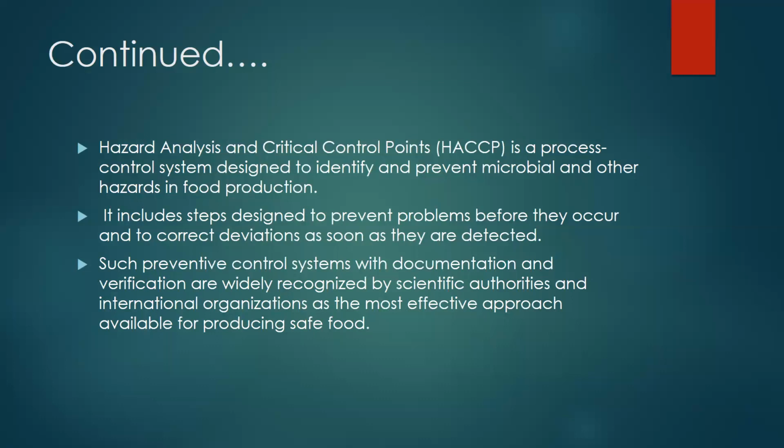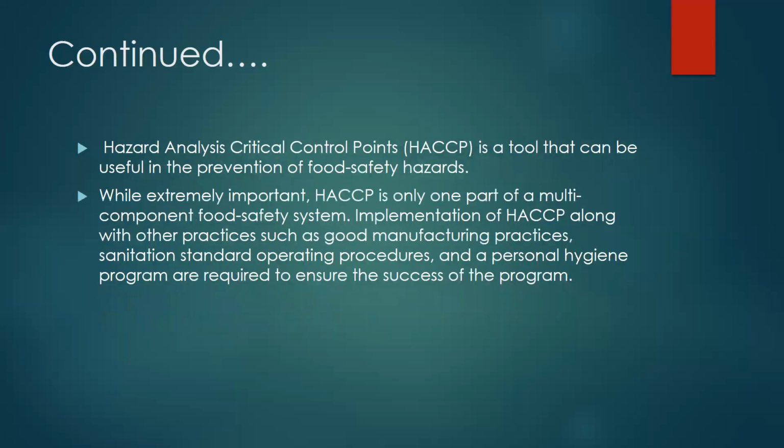So the main advantage of implementation of HACCP is that the problem is identified before it occurs, and problems are solved by taking corrective measures as they are detected. Such preventive control systems with documentation and verification are widely recognized by the scientific authorities and international organizations, as it is considered one of the most effective approaches for production of safe foods.